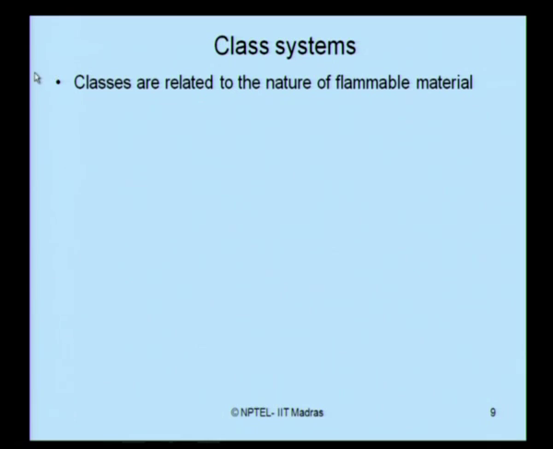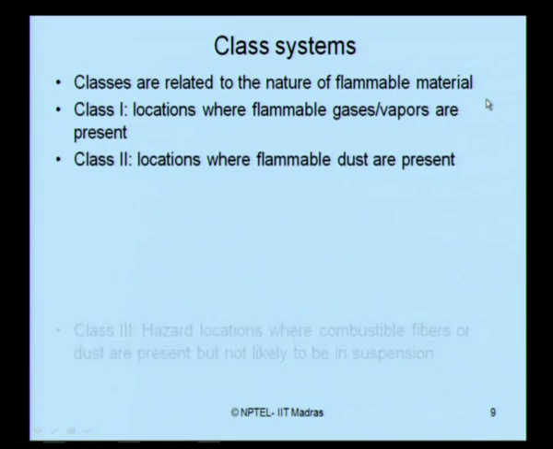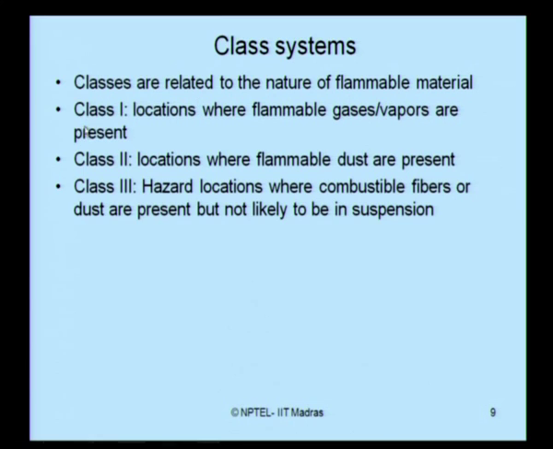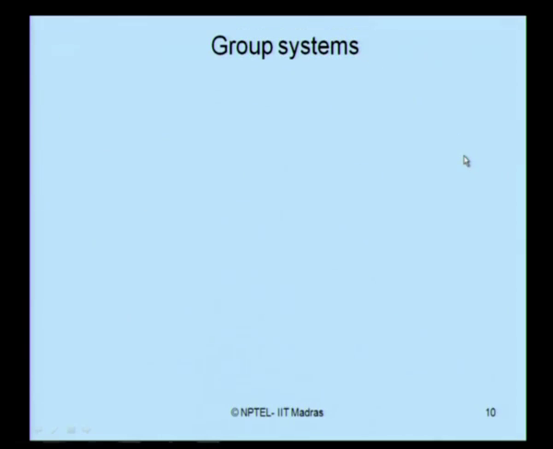Classes are related to the nature of the flammable material. You have class 1, class 2, class 3. Class 1 talks about locations where flammable gases or vapors are present. Class 2 talks about locations where flammable dust is present. Class 3 talks about hazardous locations where combustible fibers or dust are present, but they are not likely in suspension.